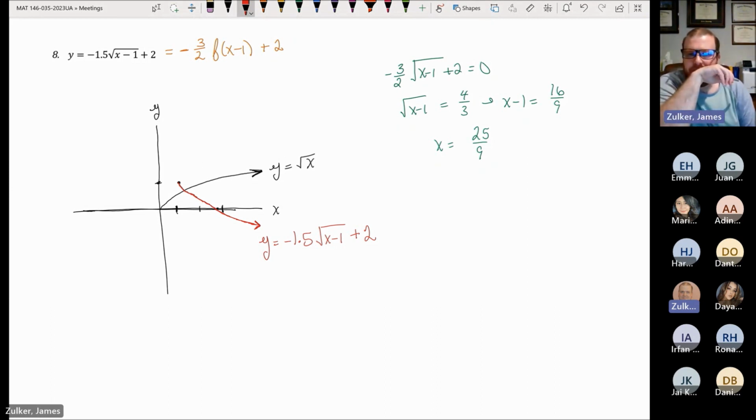Yeah, so the negative tells you it's going to be a reflection. Where the negative is located dictates whether it is a reflection about the x-axis or reflection about the y-axis.